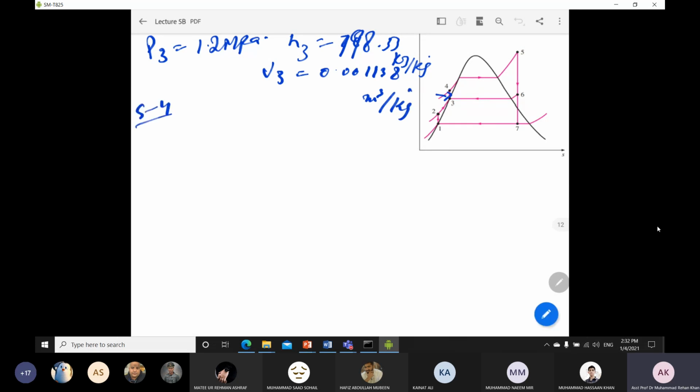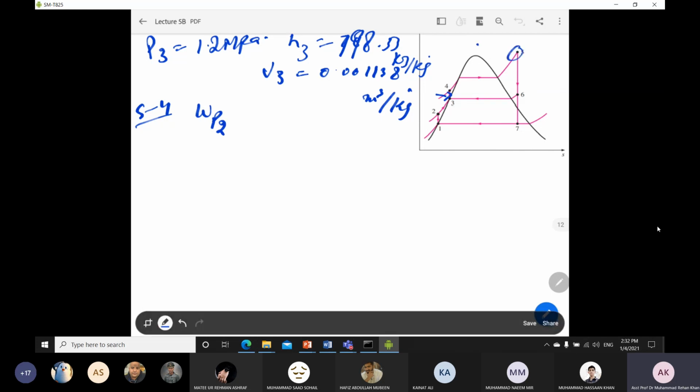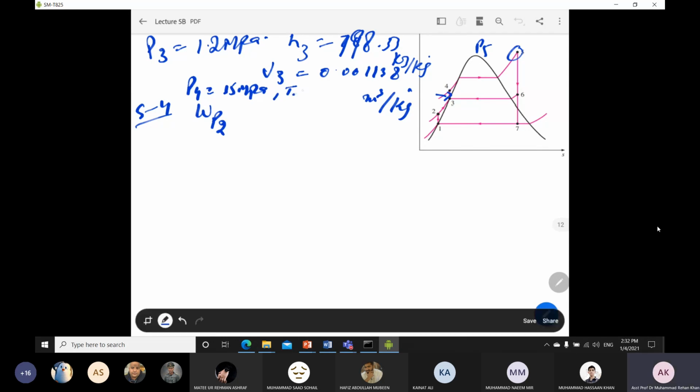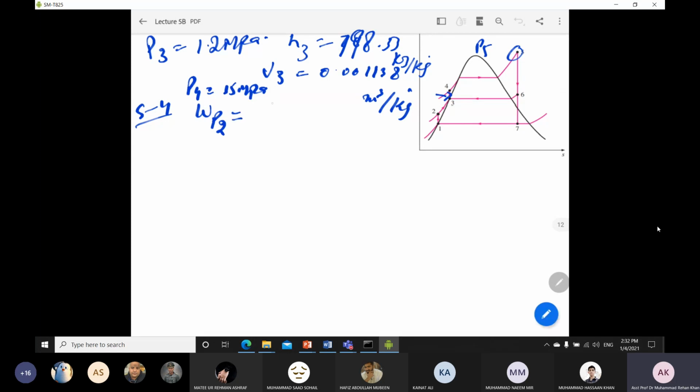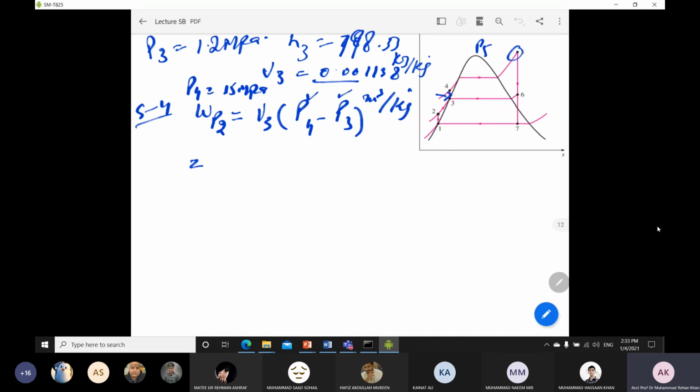Okay, so now state number 4. At state number 4, with a similar procedure, you have to find W pump 2. The pressure is again given because it is similar to state 5. So P5 is given, which means P4 is also given. P4 is equal to 15 megapascal, given in your question. The temperature is also given, but we do not need the temperature. So W pump 2 is equal to specific volume at 3 times P4 minus P3. Specific volume at 3 we already found, and P4 and P3 are known from the question. By plugging in all the values, you will get 15.70 kilojoule per kg.